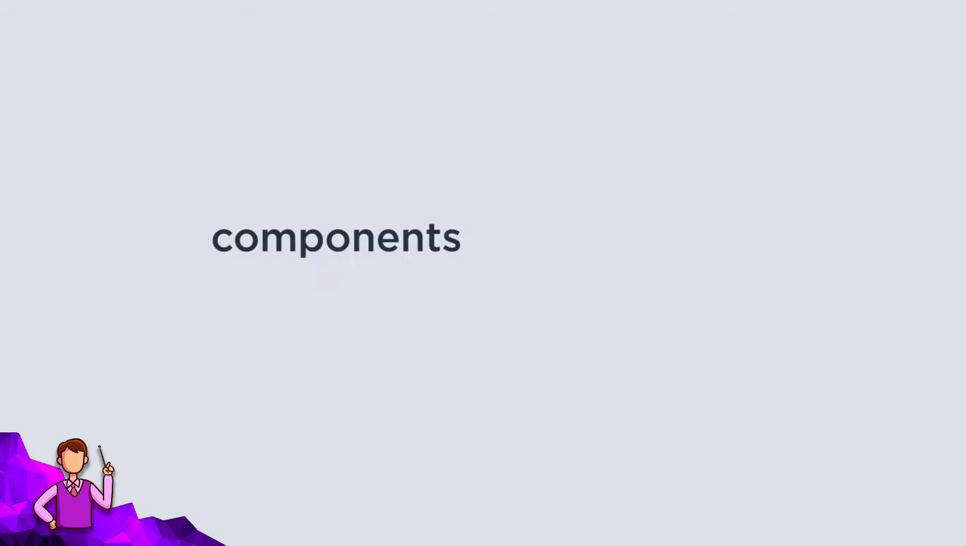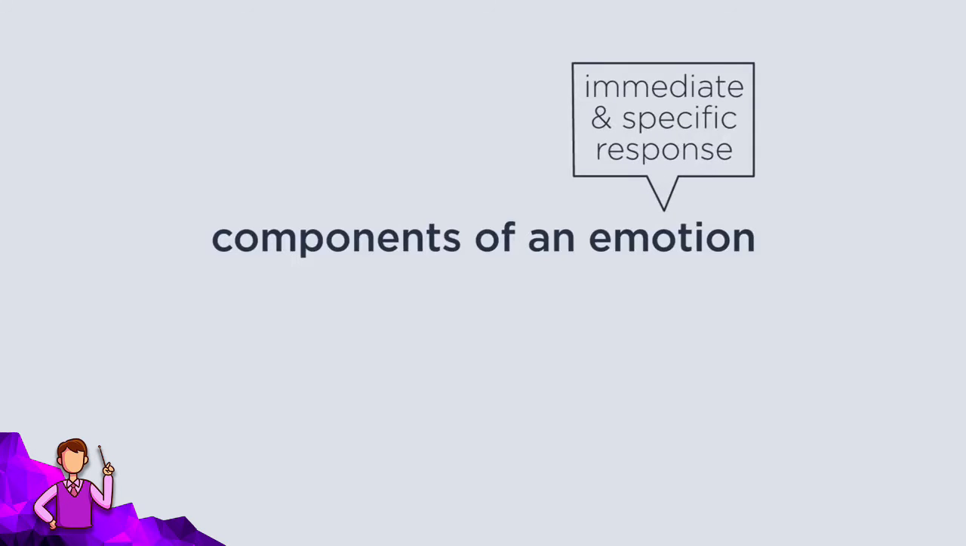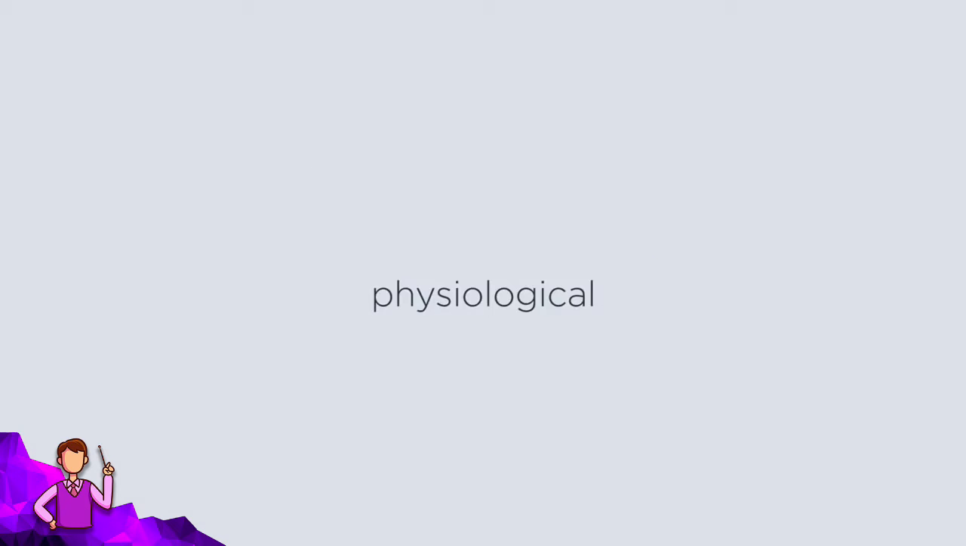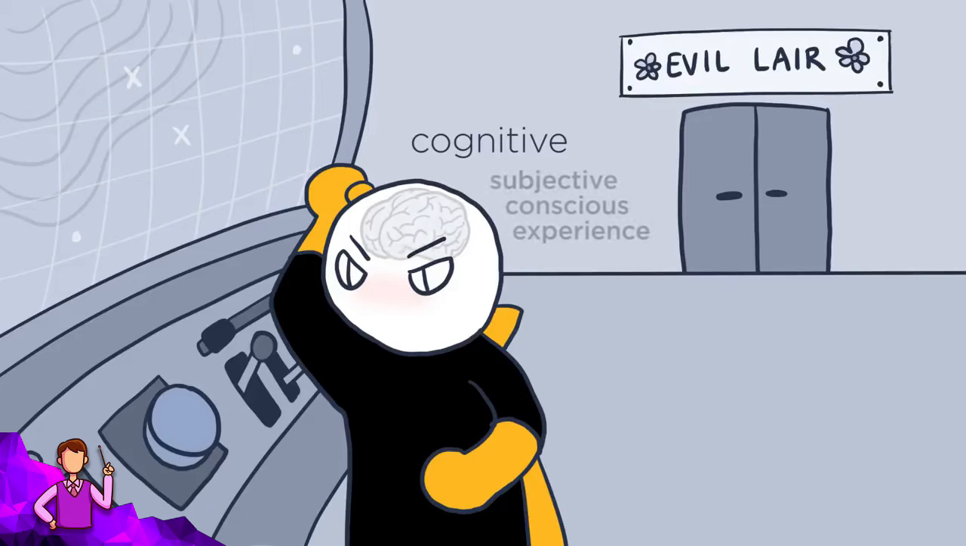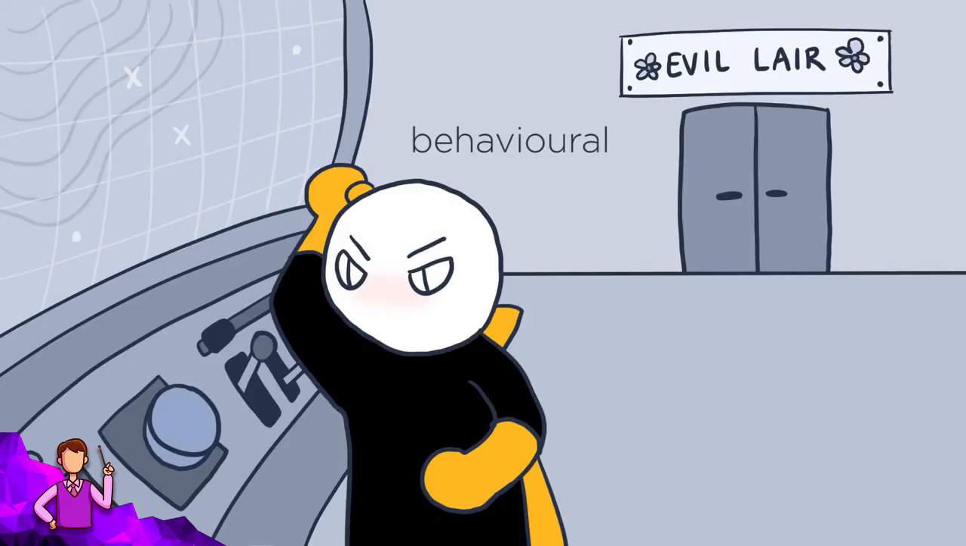Let's move on to the various components of an emotion. So we know that emotions are immediate and specific responses. These responses have at least three parts: physiological, cognitive, and behavioral. A physiological component of an emotion might be bodily arousal, like a racing heart or tense muscles. The cognitive component of an emotion is the subjective conscious experience of emotion. And the behavioral component of an emotion is the characteristic overt expressions of the emotion. Behaviors that other people can read, like particular facial expressions or postures.